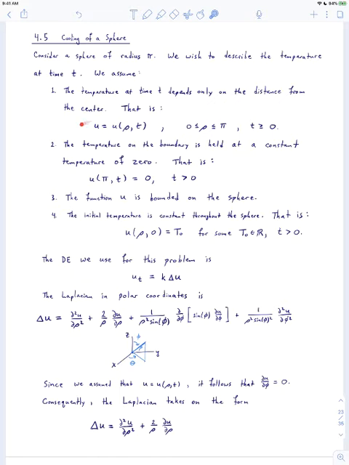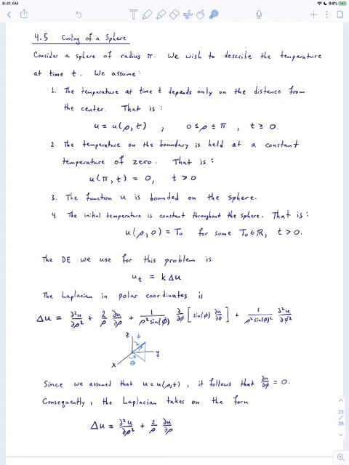That is, u is equal to a function of rho and t, where rho is the distance from the center. So rho is between 0 and pi because the radius of the sphere is pi. And t is the time that's passed. So we're assuming that the temperature is just a function of the distance from the center, rho, and the time, t. So that's our first assumption.